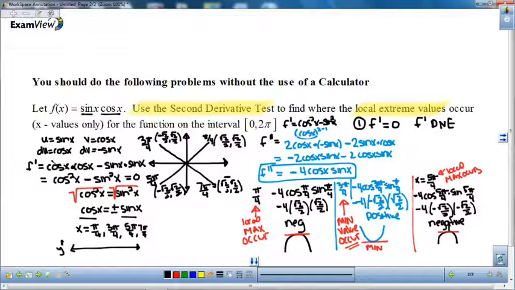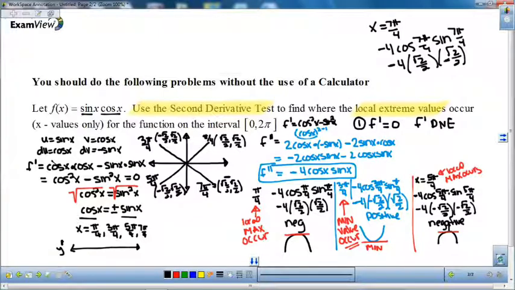Okay, and then the last point is going to be 7 pi over 4. So I'm going to have negative 4 cosine of 7 pi over 4 sine of 7 pi over 4. So that's going to be negative 4 times positive square root of 2 over 2 times negative square root of 2 over 2. So that's going to give me a positive. Because it's a positive, that means that it's concave up. So this is where the local min occurs. So this is the local min.